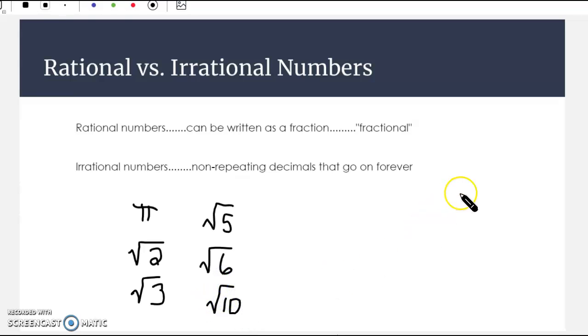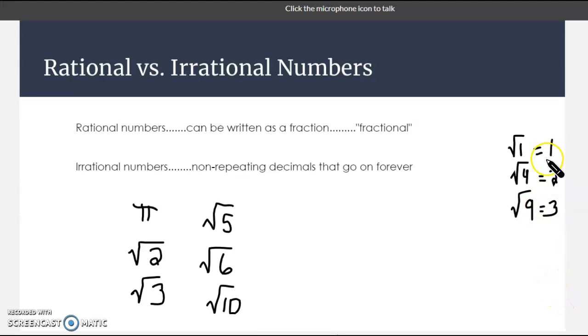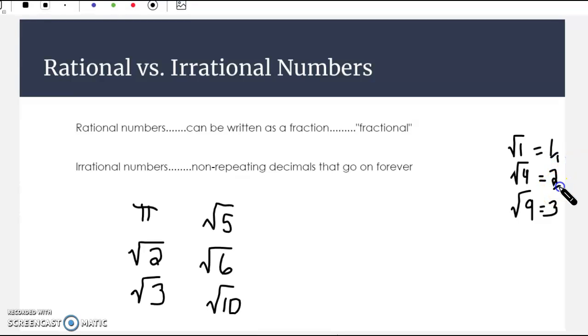Now, notice some square root numbers, like the square root of 1, the square root of 4, the square root of 9, and so on. Those are not irrationals. Those are all rationals, because the square root of 1 is 1, square root of 4 is 2, square root of 9 is 3. And I can write each of those numbers as a fraction over 1. So not all square root numbers are irrational. Alright, so today we're just focusing on classifying.